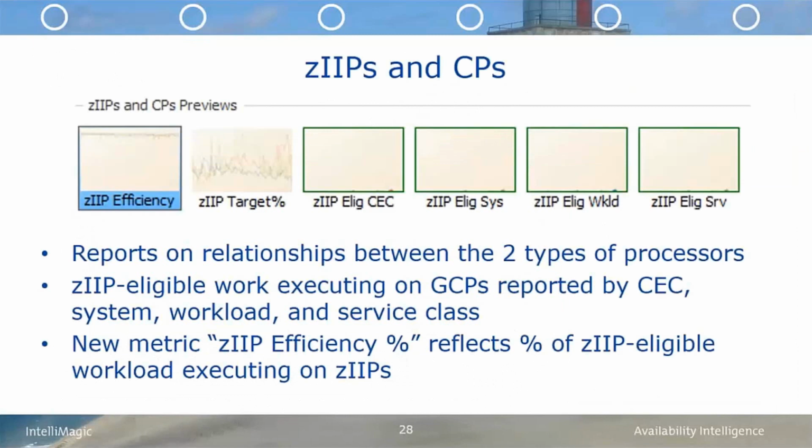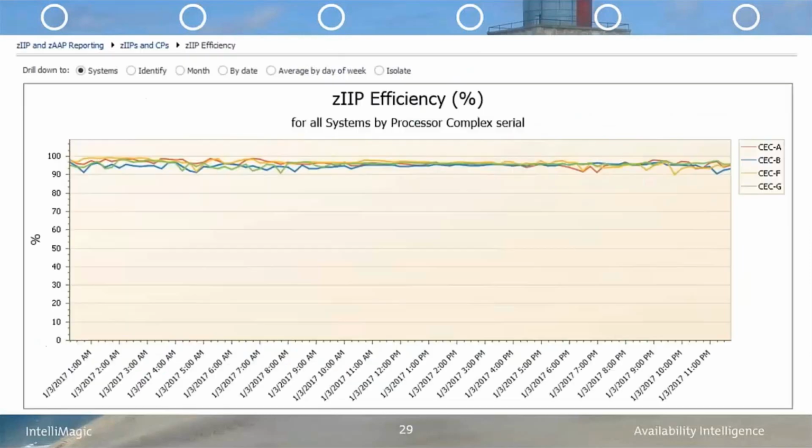zIIPs and CPs reports on the various relationships between the 2 types of processors, and the primary focus here is on zIIP eligible work that's executing on general purpose CPs. Typically you want to guard against this because it can generate MLC software expense. And so this spillover work is reported by CPC, by system, by workload, and by service class. Then also included is a new zIIP efficiency percent metric that was suggested by one of our customers, and that reflects the percentage of zIIP eligible work that's executing on zIIPs. So 100% here would mean that there's no spillover, and anything less represents there is some spillover.